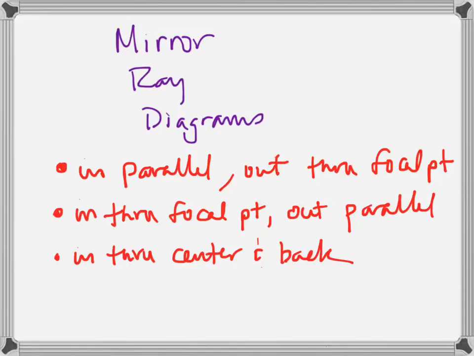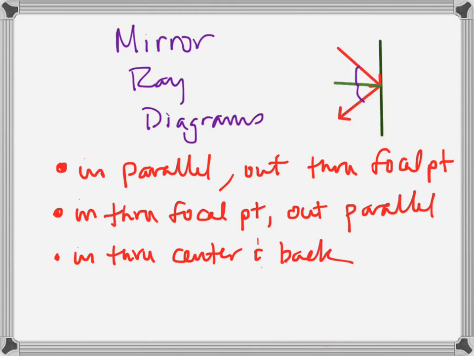Okay, we're going to do a little tutorial today on drawing ray diagrams with mirrors. I wrote down here the three main rays you want to think about when we're doing curved mirrors: in parallel, out through the focal point; in through the focal point, out parallel; and in through the center and back.